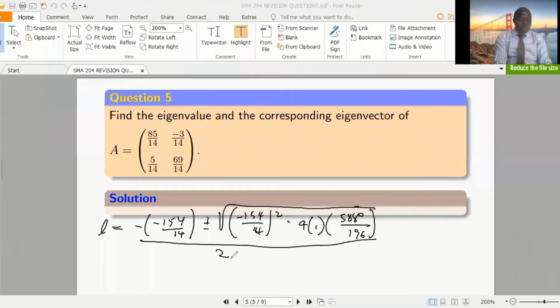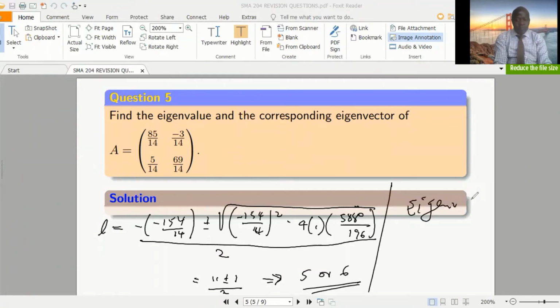And you know how to use the quadratic formula. So when you do this, you will find that you get 11 plus or minus 1 out of 2, which says that lambda is 5 or 6. So what's the question? Find the eigenvalues and the corresponding eigenvectors. So that means the eigenvalues are lambda 1 is 5 and lambda 2 is 6.